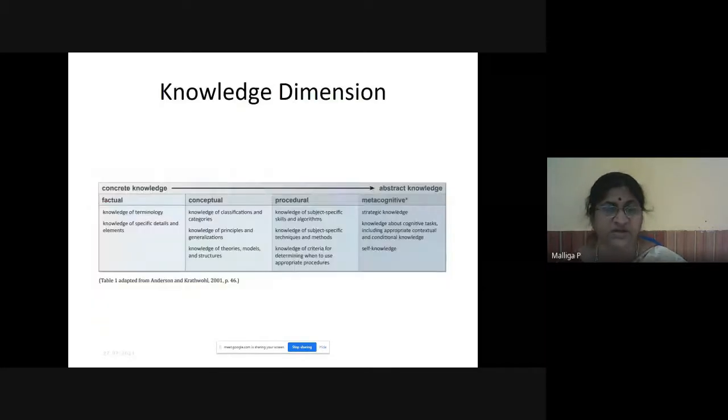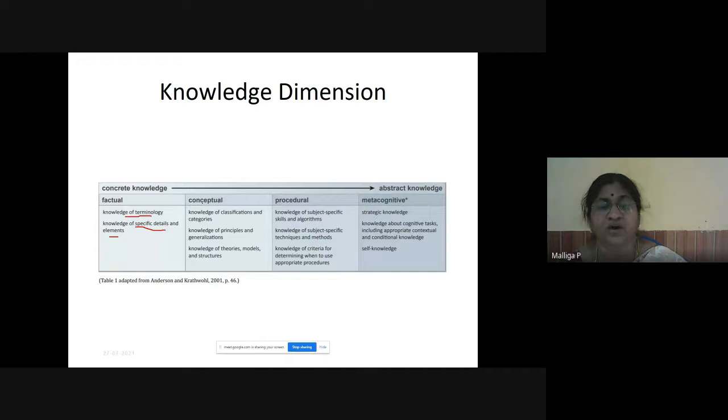That is, whether it is factual knowledge, conceptual knowledge, procedural knowledge, or metacognitive knowledge. So when you look into the factual, it is the knowledge of terminology. See, if you take your branch of study, there will be some basic things. If you are doing chemistry or chemical engineering, a pharmacy course, or you're a mechanical engineer, civil engineer, whatever it is, in a particular course there will be some terminology. That is factual knowledge: specific details and elements that you should know.